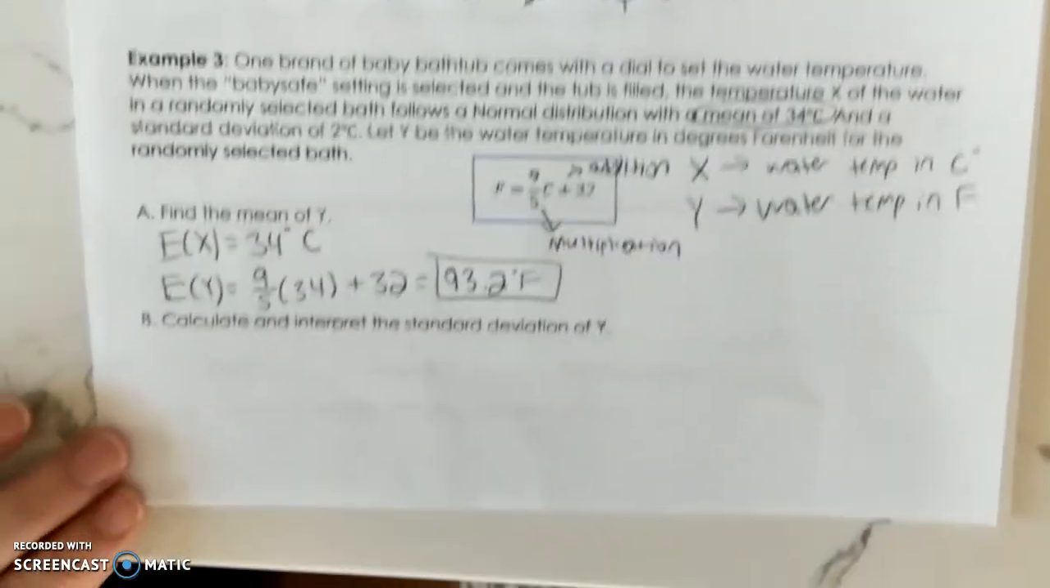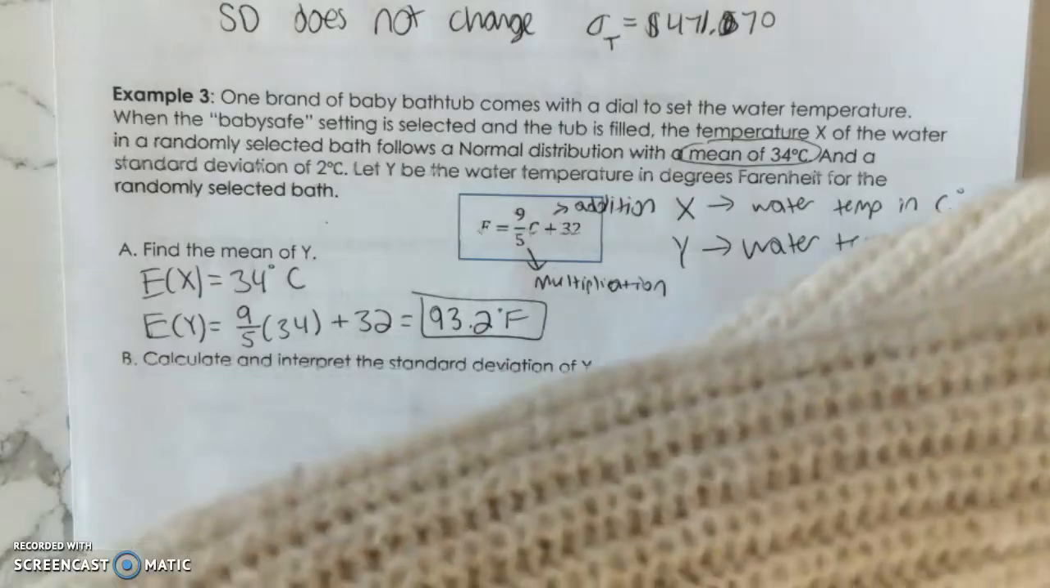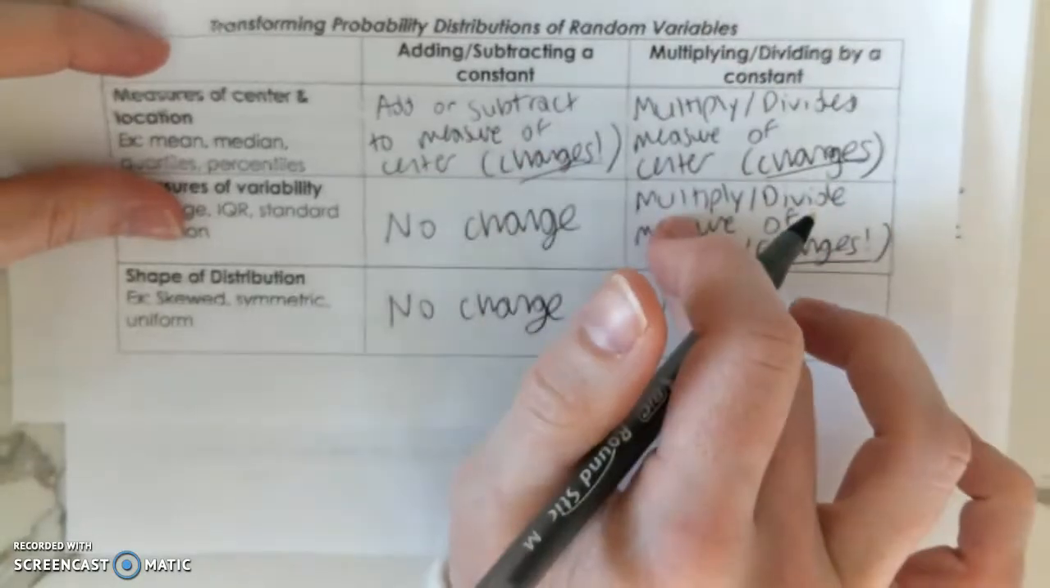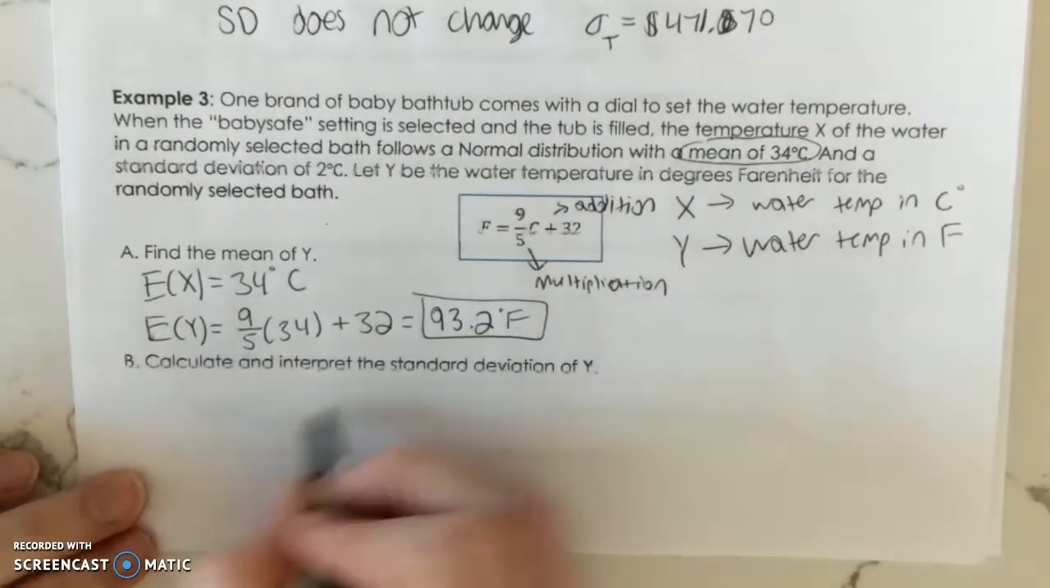All right, standard deviation is a little bit different. This is a measure of variability. So when I go back to my chart, I'm going to see that with measures of variability, I don't add or subtract, but I do multiply or divide. So I'm going to take the multiplication part of the formula and use that.